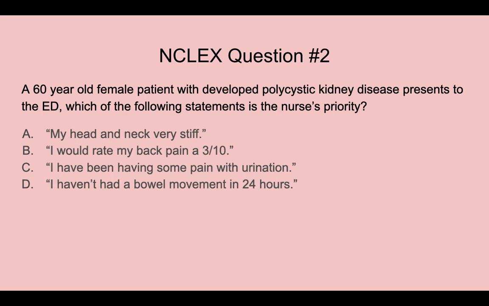Next question is a 60-year-old female patient with developed PKD presents to the emergency department. Which of the following statements is the nurse's priority? A, my head and neck are very stiff. B, I would rate my back pain a 3 out of 10. C, I've been having some pain with urination. And D, I haven't had a bowel movement in 24 hours. So this answer is A, because of the severe complication of intracranial aneurysm related to hemorrhagic stroke. These patients are going to present with a very stiff head and neck and a throbbing headache as well.